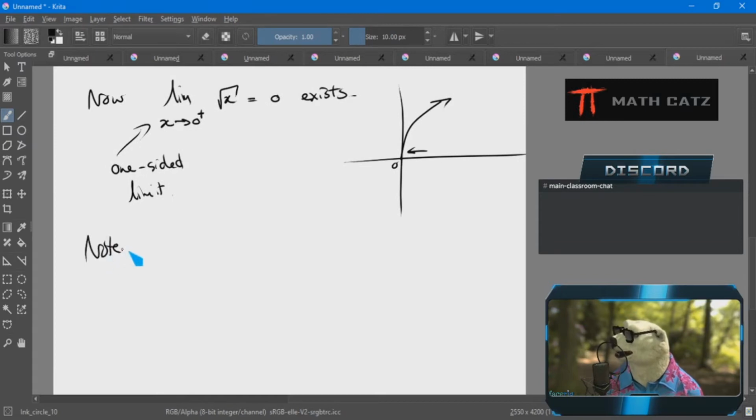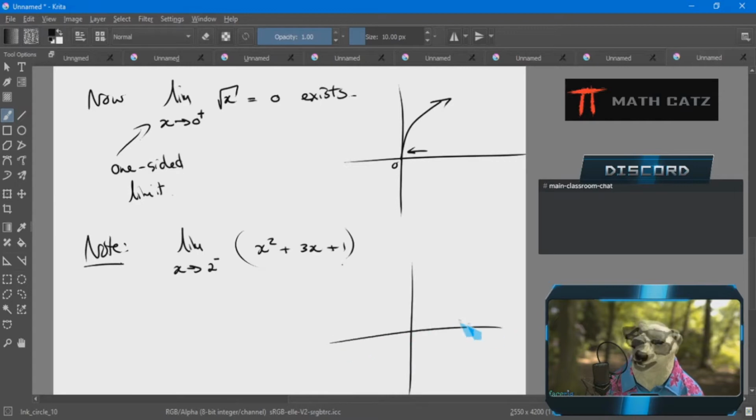let me just note something else, that I could still ask, I don't have to have a problem on one side. I could still take the limit as x approaches 2 from the left of x squared plus 3x plus 1. Now, I just randomly made up that quadratic function. I don't know what that looks like. Maybe over here somewhere. I don't know. Doesn't matter. If it's defined everywhere, then restricting myself to just one side doesn't matter at all.